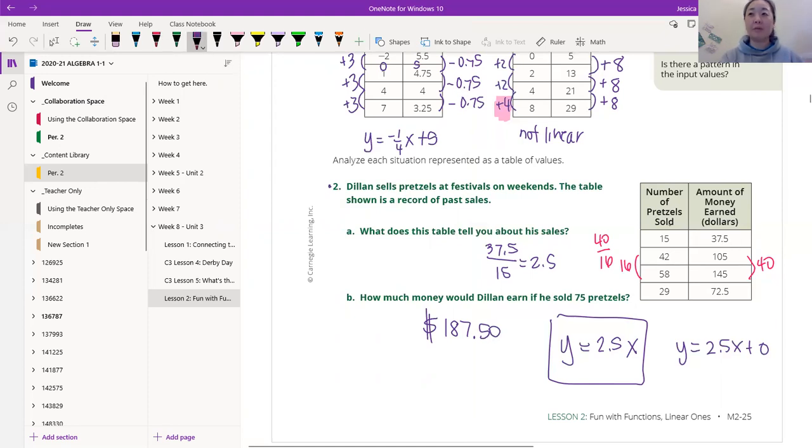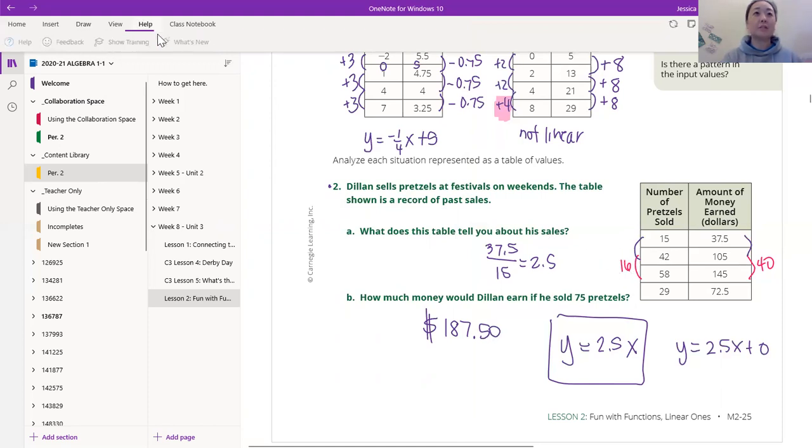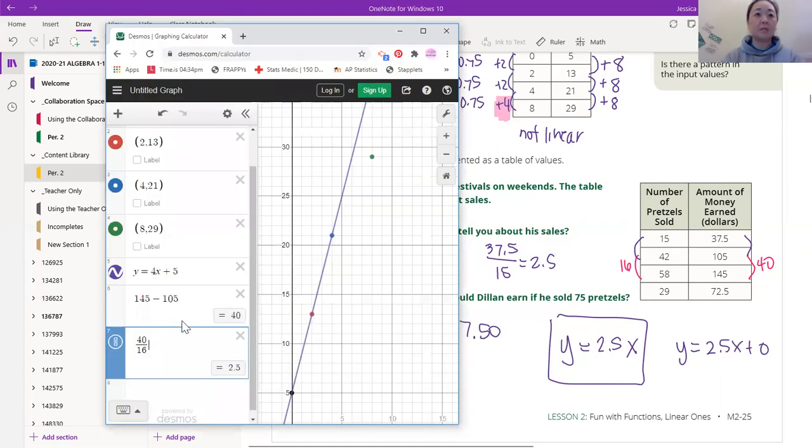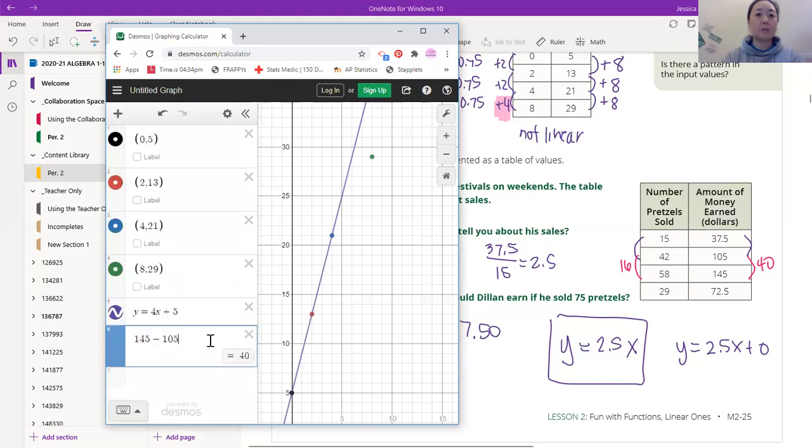You may be wondering, would it have worked with these two? Because that looks kind of weird. How's that going to give me 2.5, which is what I want? Technically, 40 divided by 16 is equal to 2.5. So let's try this out. That was going to be 105 minus 37.5, and we got 67.5.